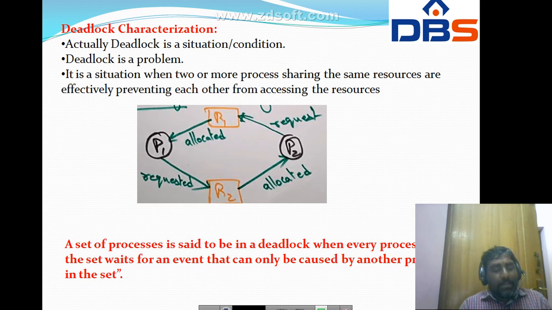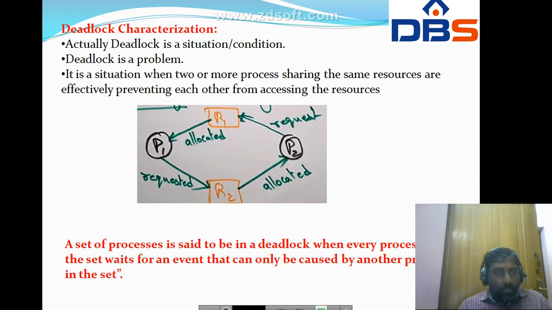So what is meant by deadlock? What are the various characteristics of deadlock? Actually, we can say deadlock is a situation, or a condition, or a problem. It is a situation when two or more processes sharing the same resource are effectively preventing each other from accessing the resource. For example, P1, P2 are two processes.